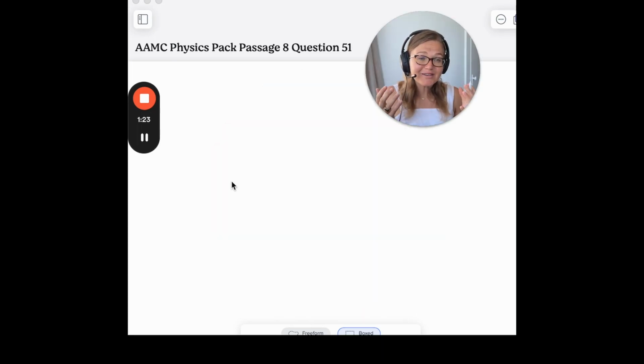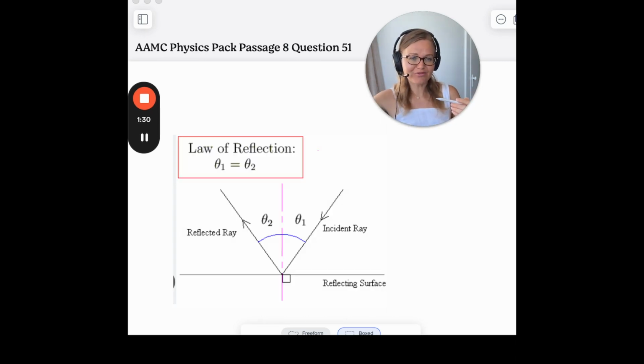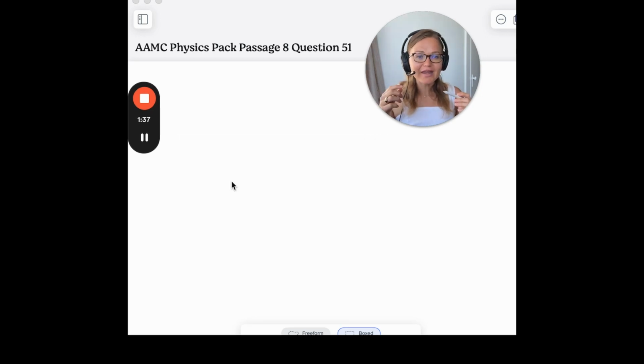So first of all, what's the difference between a lens and a mirror? Well, we know that mirrors reflect light. So a light ray is going to hit a mirror and it's going to bounce back off. And remember, according to the law of reflection, the angle of incidence on the mirror equals the angle of reflection off of the mirror.